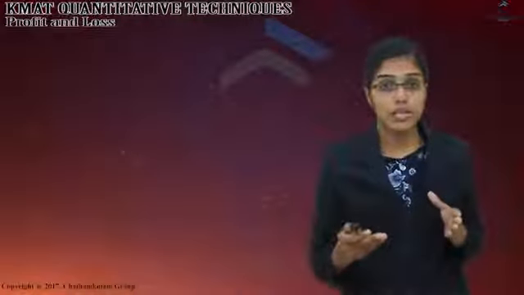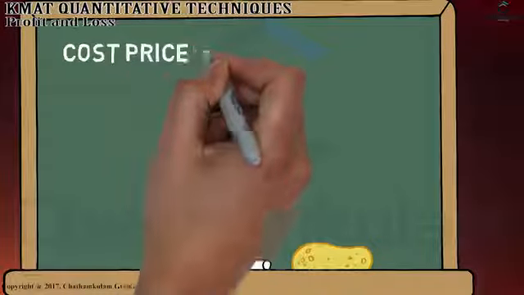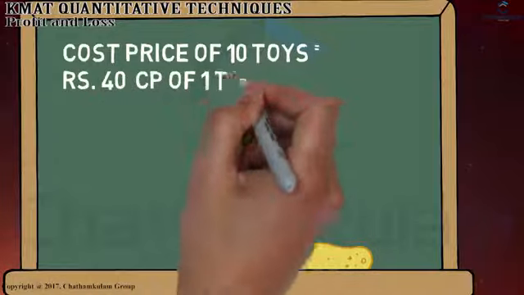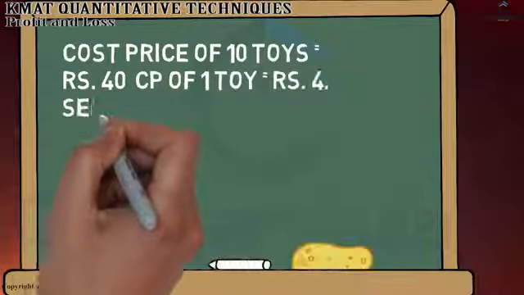Our next question is that a man bought some toys at the rate of 10 for rupees 40 and sold them at 8 for rupees 35. Find his gain or loss percent. So we know the cost price of 10 toys is equal to rupees 40. That is your CP of one toy is equal to rupees 4.